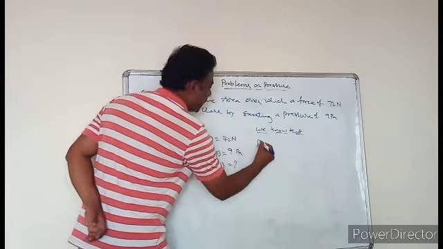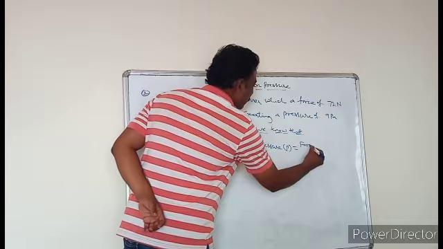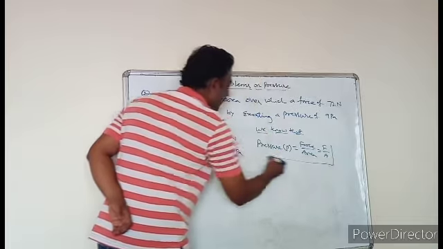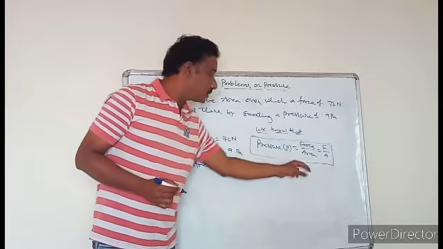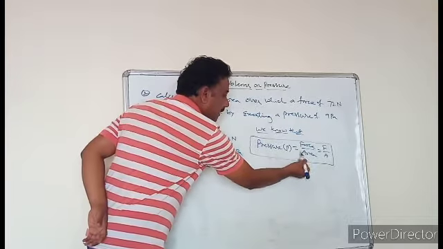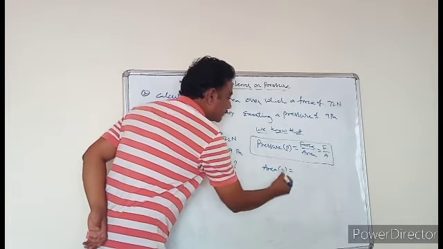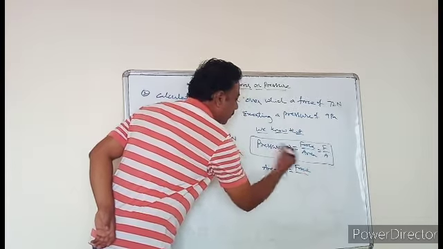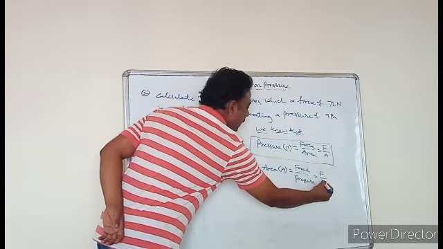Now we know the pressure formula. First you write the pressure formula. Pressure P is equal to force by area, that is, F by A. From this formula, we have to find the area value. So now you transfer the area to the left-hand side, and then area A is equal to force by pressure. Then we can write it as F by P.